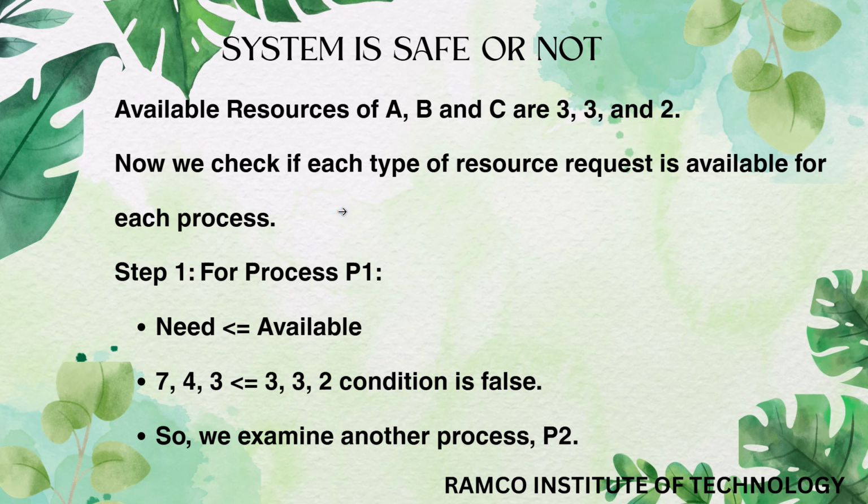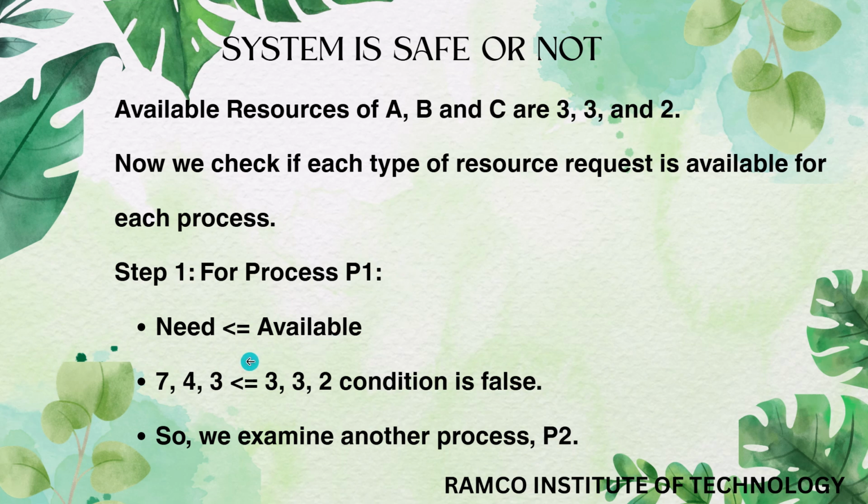So now we are going to proceed from the process P1. So take the process P1. In this stage we are going to check one condition. We need to check whether the need of the particular process P1 is less than or equal to available or not. If the condition is true, then we can make the particular process enter into the safe sequence. Otherwise, the process P1 needs to wait until the required resource is available.